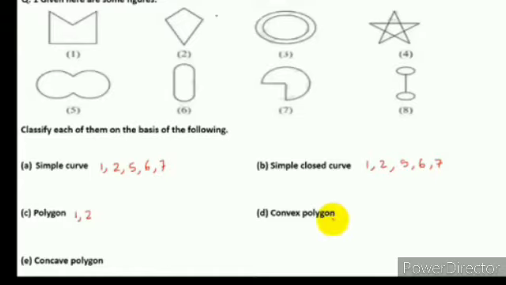Next, sub question D, convex polygon. See, the second figure is a convex polygon, in that each angle measure is less than 180 degrees. So convex polygon is figure 2. Next, concave polygon. That is figure 1. See, one of the angle measures is greater than 180 degrees. Which angle vertex is inverted in the figure?